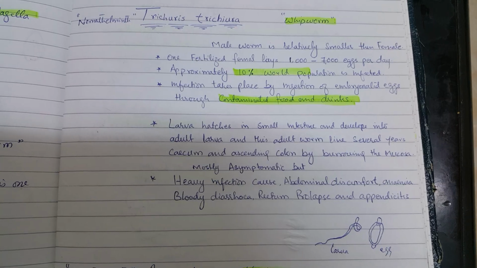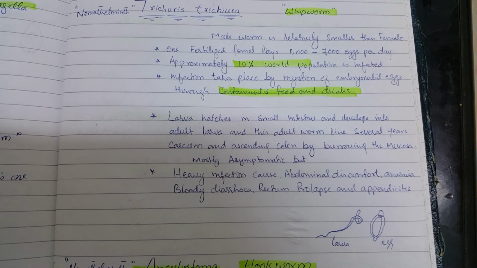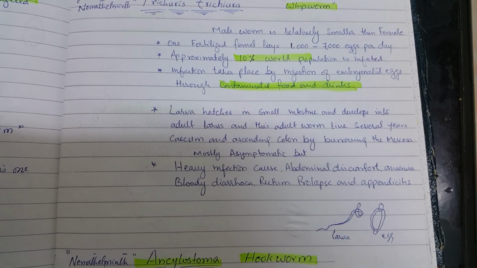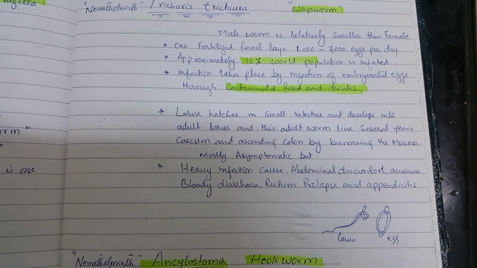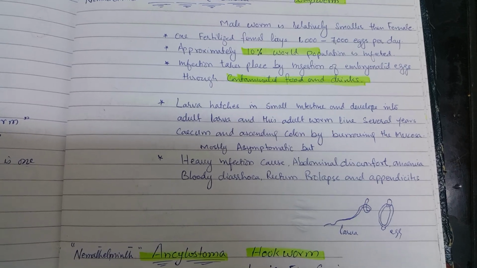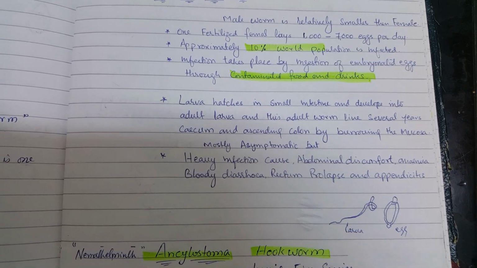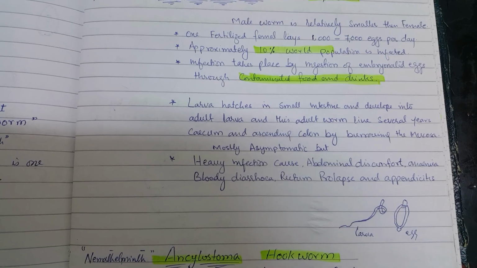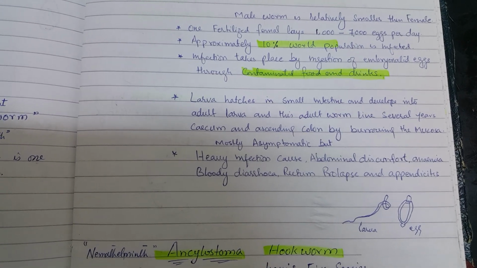Larvae hatch in the small intestine and develop into adult worms. The adult worm lives for several years in the cecum and ascending colon by burrowing into the mucosa. It is mostly asymptomatic, but heavy infection causes abdominal discomfort, anemia, bloody diarrhea, rectal prolapse, and appendicitis.